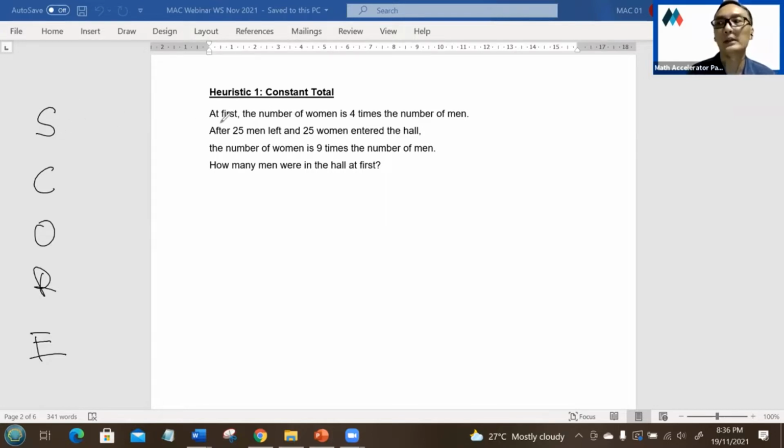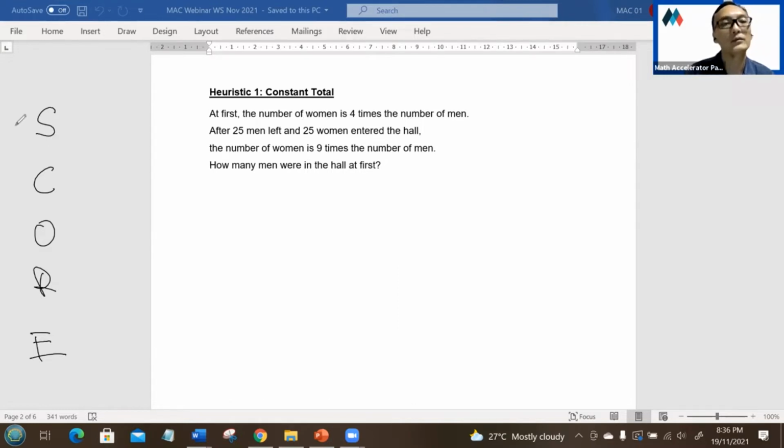We do that by reading the question in one round. At first, the number of women is 4 times the number of men. After 25 men left and 25 women entered the hall, the number of women is 9 times the number of men. How many men were in the hall at first?